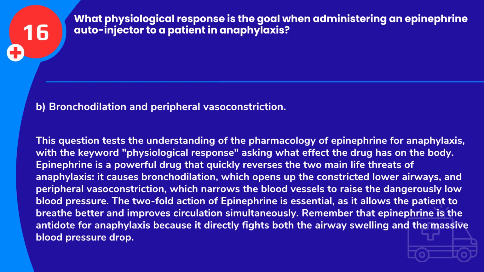This question tests the understanding of the pharmacology of epinephrine for anaphylaxis with the keyword physiological response, asking what effect the drug has on the body. Epinephrine is a powerful drug that quickly reverses the two main life threats of anaphylaxis. It causes bronchodilation, which opens up the constricted lower airways, and peripheral vasoconstriction, which narrows the blood vessels to raise the dangerously low blood pressure.